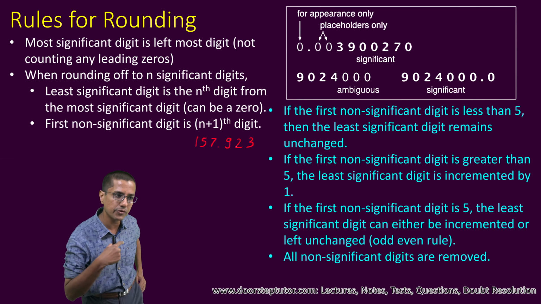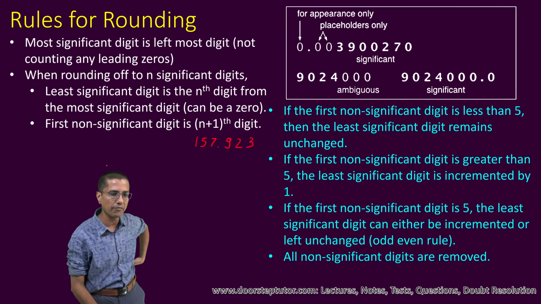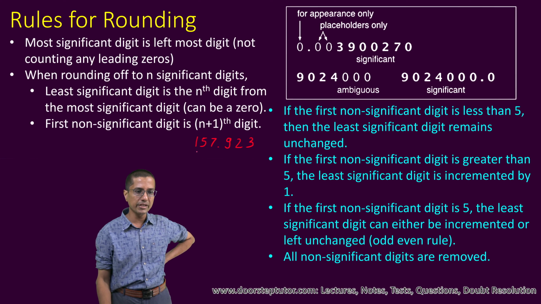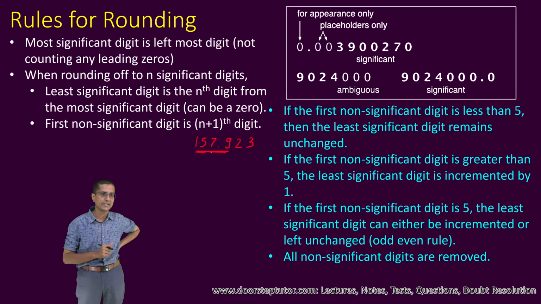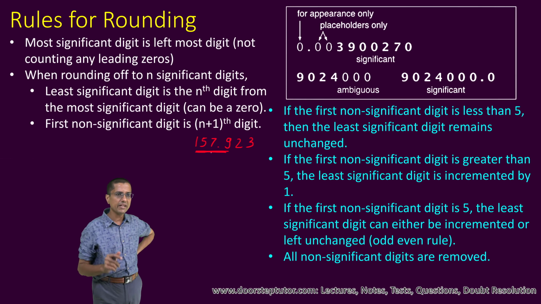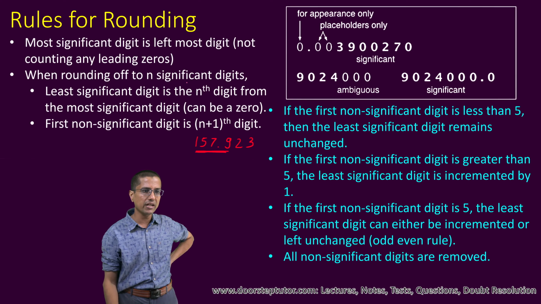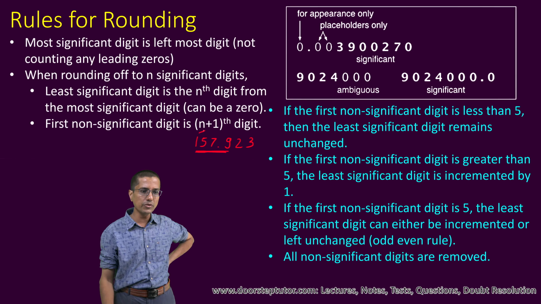That is the number that I am using again, and we are trying to round it off to, let's say, 4 significant figures. So these are the 4 significant figures we would like to keep, and the other significant figures we would like to reject. The most significant digit is the leftmost digit, not counting zeros. So all we are saying is that this is my most significant digit.